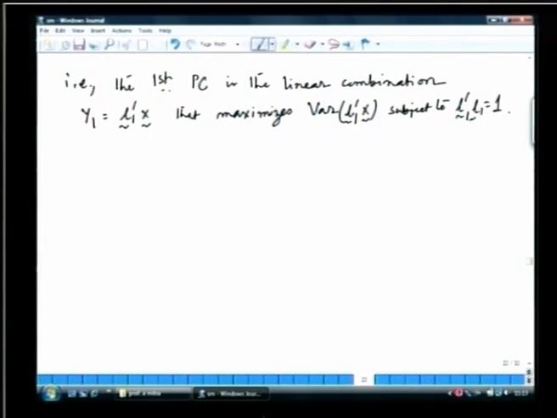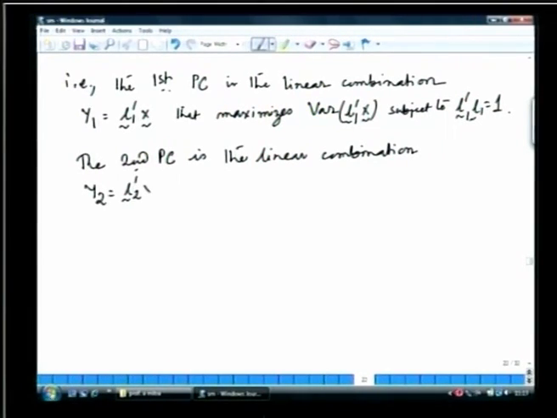Then the second principal component is the linear combination y2.